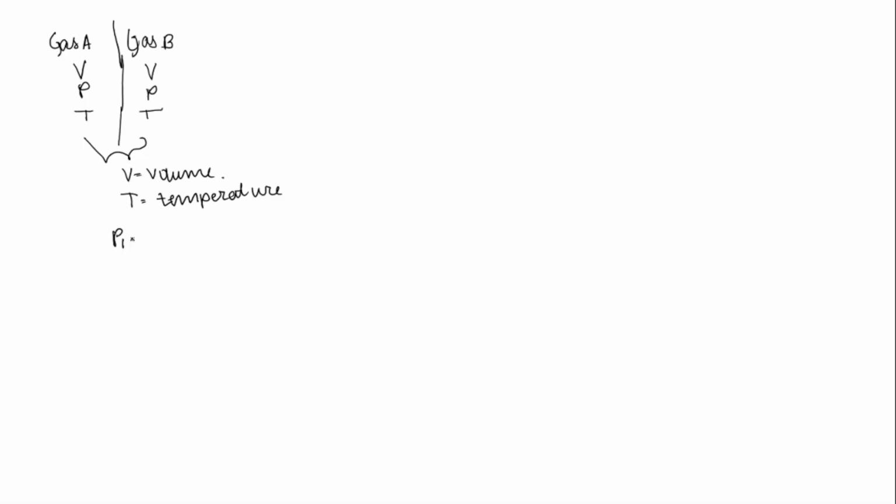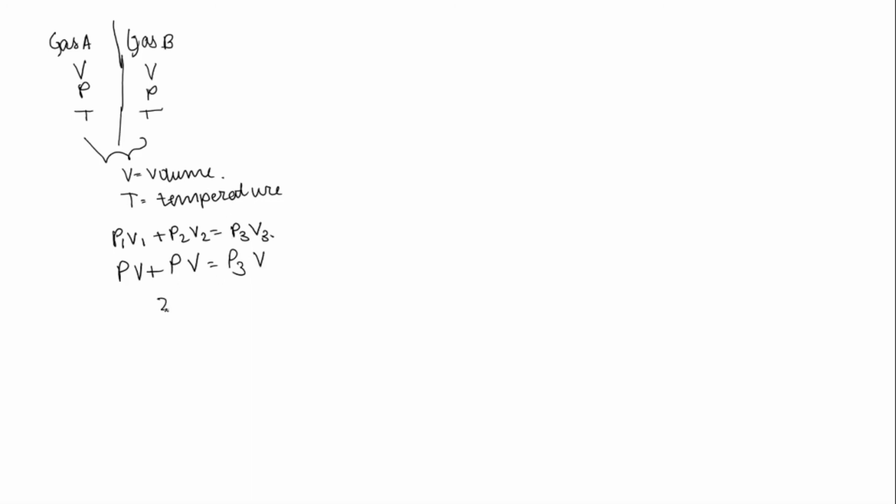We know P1 V1 plus P2 V2 is equal to P3 V3. So P1 over here is for gas A, P2 over here is for gas B, and P3 is for the mixture form. P1 is P itself into V. As everything is at constant temperature, we need not consider temperature, plus P2 is P, V2 is V, is equal to P3, the pressure of the mixture, into volume V.